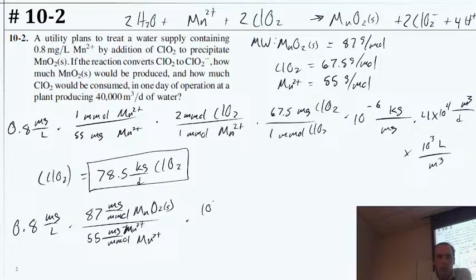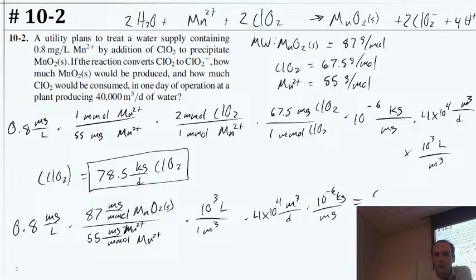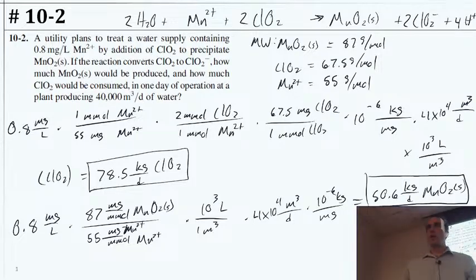Multiply that by our conversion for the liters, 10 to the third liters per cubic meter. And again, the flow rate, 40,000 cubic meters per day, and convert it into kilograms. That should give us a value of 50.6 kilograms per day of manganese oxide. Okay. All good with that?